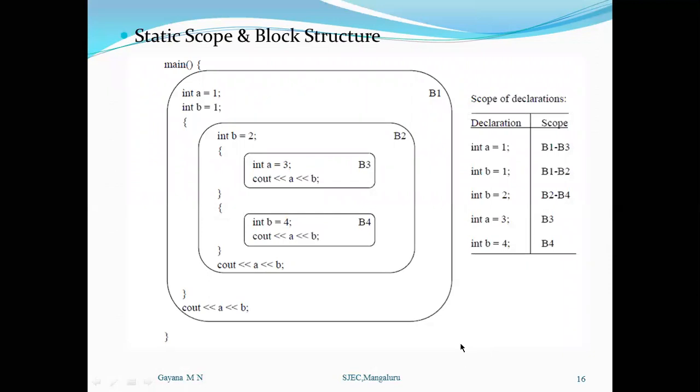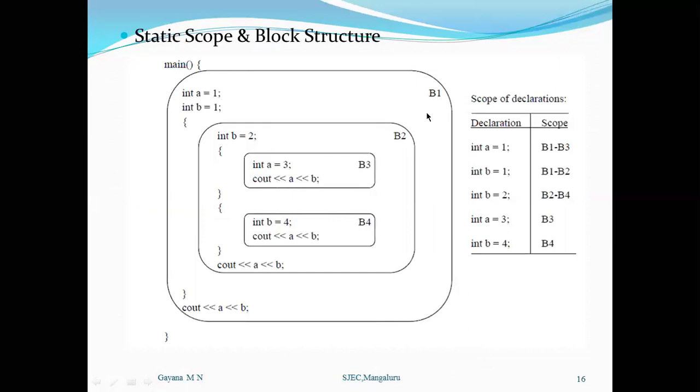Another programming language basic we need to learn here is static scope and block structure. A block structure is nothing but a set of statements enclosed within flower braces, and it tells you the scope of a variable. In the sense, a variable can be defined anywhere in the program, so what is the usage of the variable within that particular program? That corresponds to its scope.